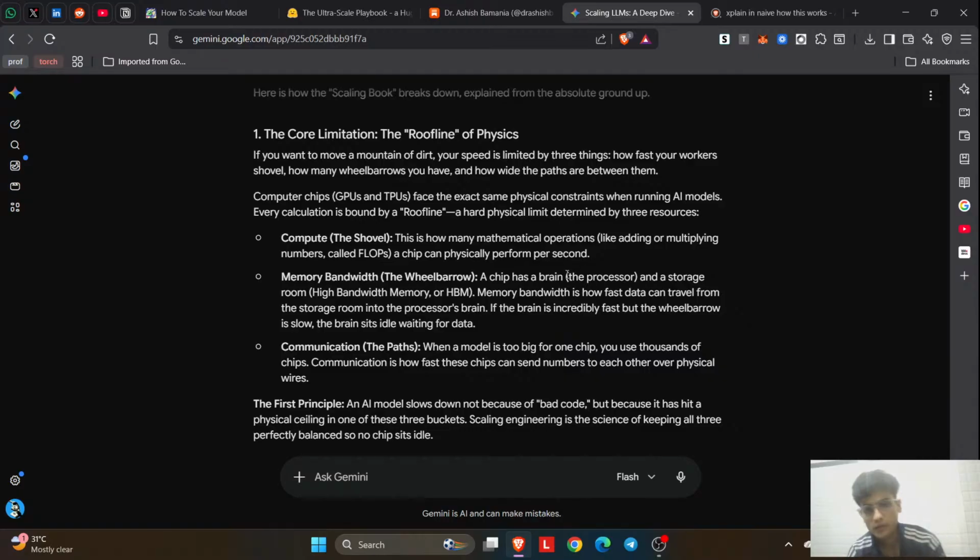A chip has a brain, the processor, and a storage room. Memory bandwidth is how fast data travels from the storage room to the processor's brain. The brain is incredibly fast, but the wheelbarrow is slow, so the brain sits idle waiting for the data. Okay, so first is computation, second is memory bandwidth.